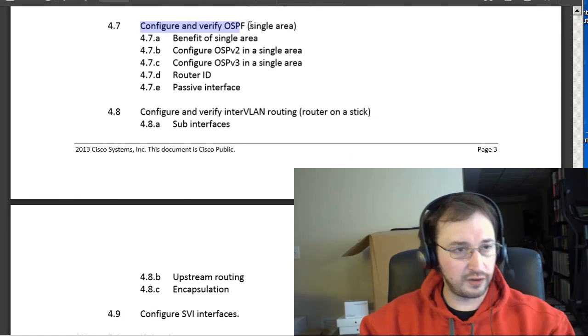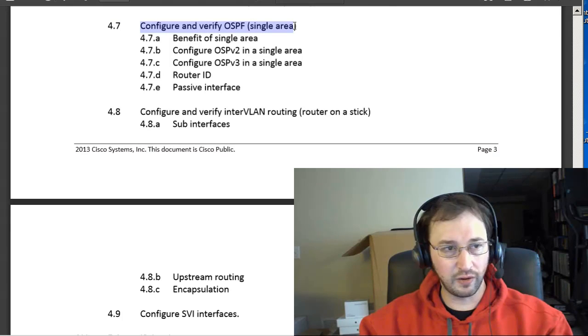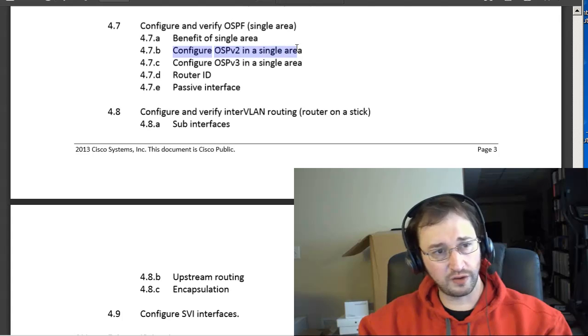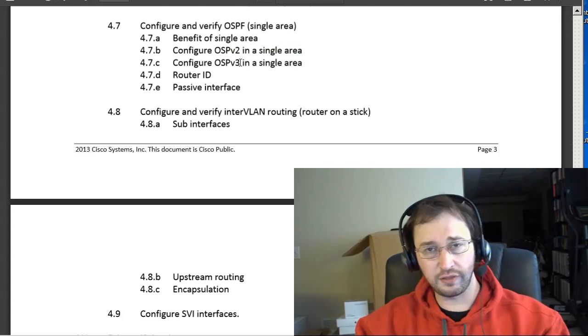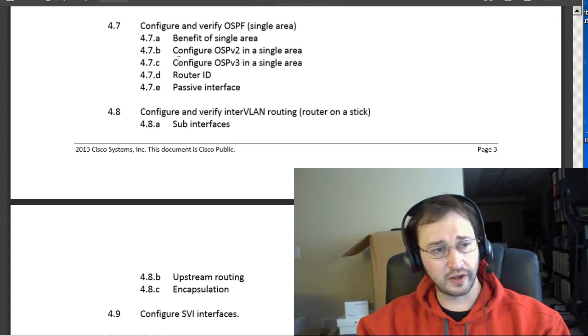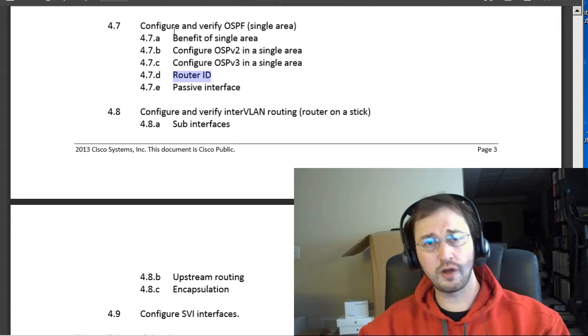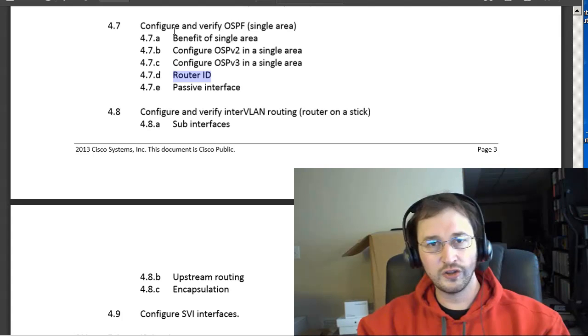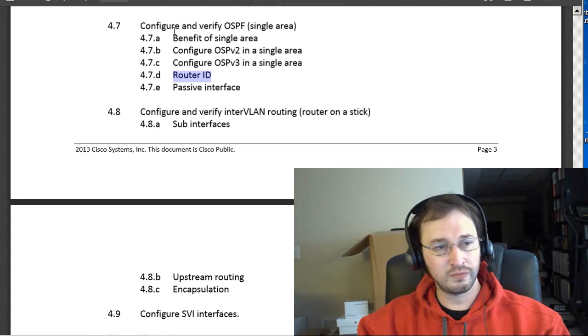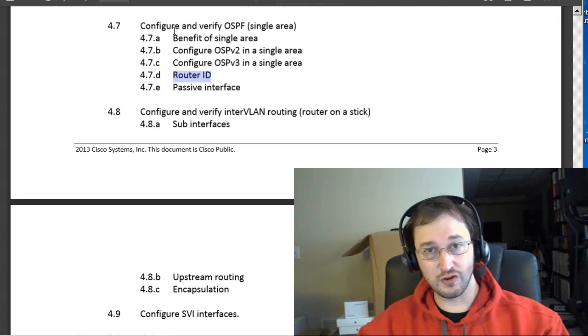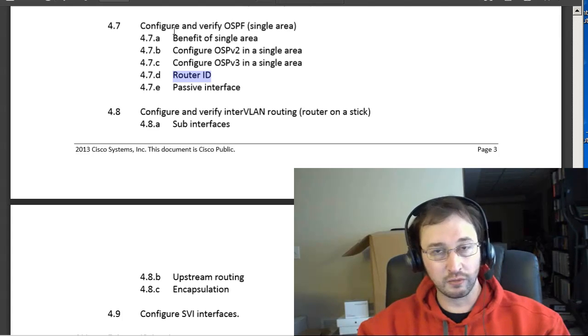So no surprise here, we need to know how to configure single area OSPF. So basically it's saying know how to do single area OSPF for IPv4, and for IPv6, OSPFv3 is only for IPv6. So you're going to need to know both, know how to manually set the router ID, and again, passive interface. The bad news with OSPF is it's a very complex protocol. The good news is at the ICND1 level, you can pretty much do everything you need to do with maybe 3 or 4 commands. So not very overly complex.